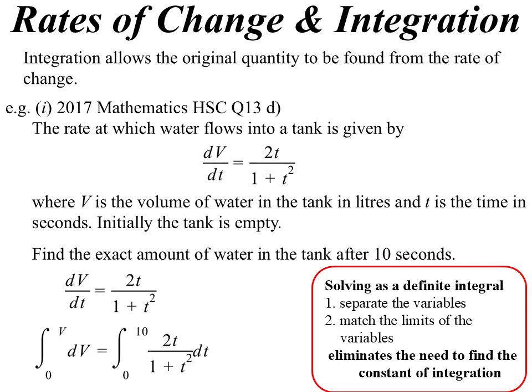They told me initially the tank is empty. Alright, I was looking for a number. So when t equals 0, V is 0. We want to find what V is when t is 10. So there's the problem to solve.